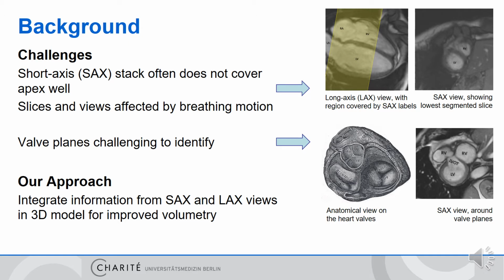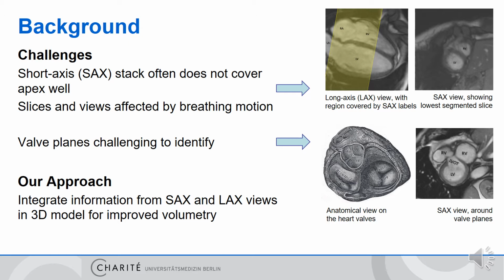Segmentations based on the short axis stack often do not cover the apical region well, which you can appreciate in the images to the right. Here we superimpose the region covered by the short axis segmentations onto the corresponding long axis image. Also, both the slices from the short axis stack and the different views are affected by breathing motion. This causes misalignment between regions and landmarks from different images.